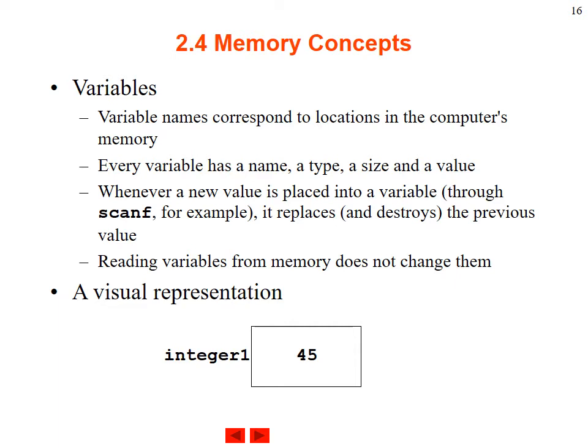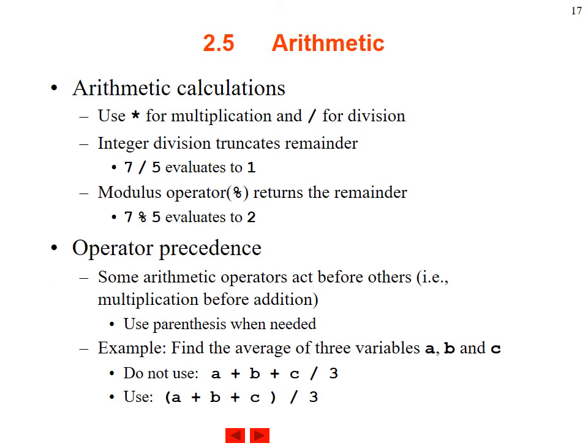So let's say we have integer 1 as 45. Then you say now integer 1 is equal to 37. Then the 45 is overwritten and the new value becomes 37.